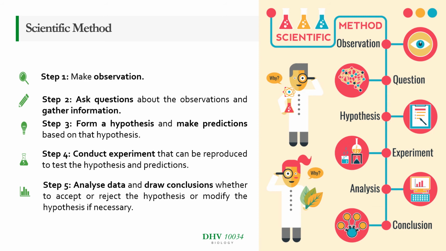In step 4, we conduct an experiment which can be reproduced to test whether the hypothesis and our prediction are correct or not. In step 5, from the experiment we will get data. We can then analyze the data and draw a conclusion whether we need to accept or reject the hypothesis that was made before, or modify the hypothesis if necessary.